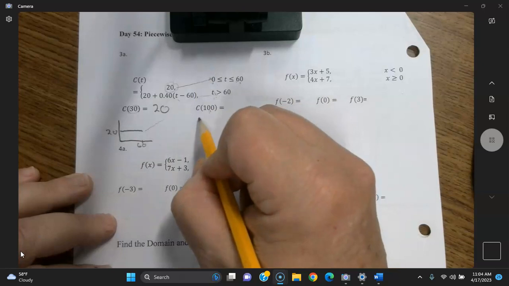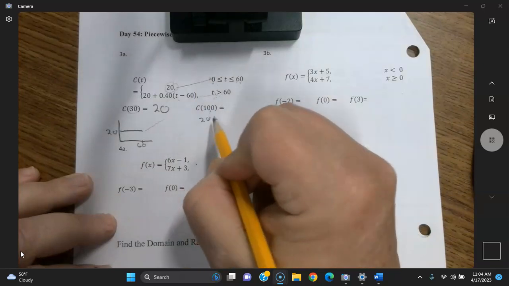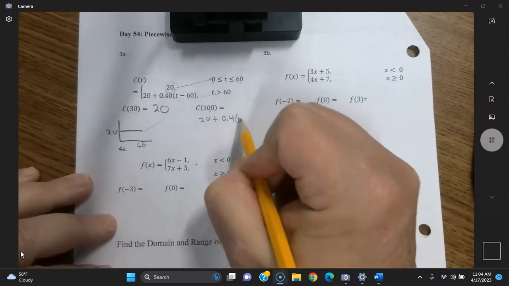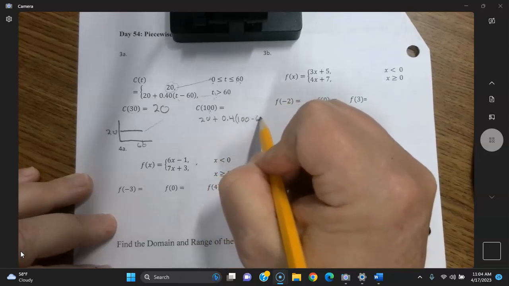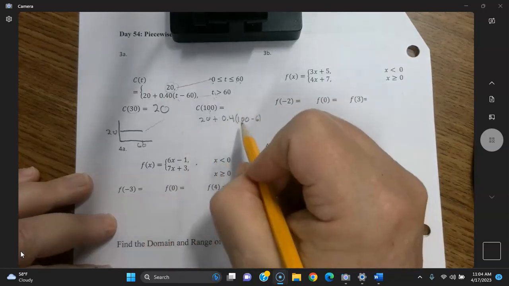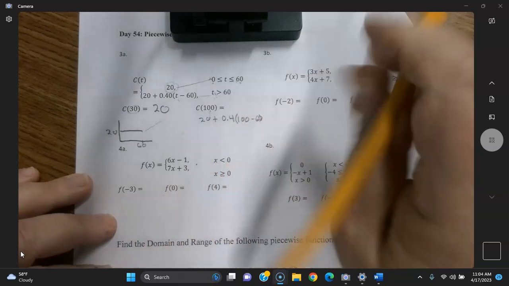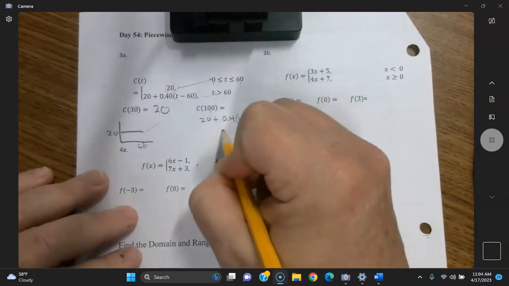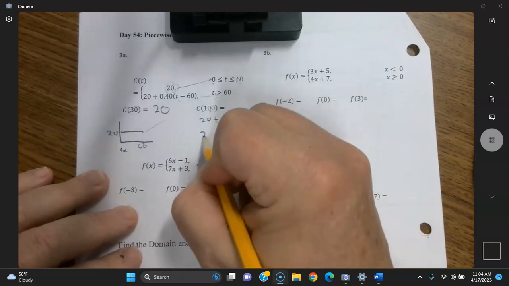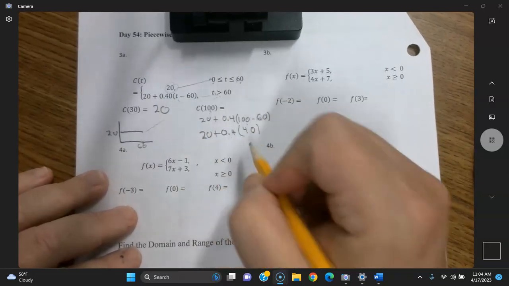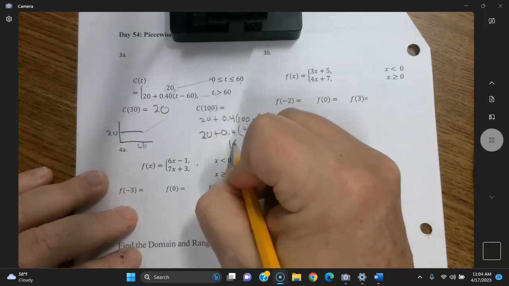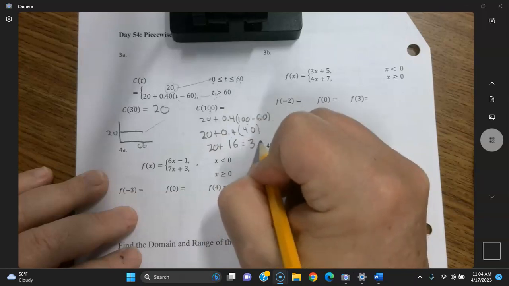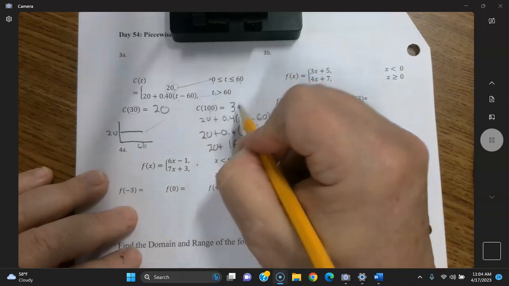So it's going to be 20 plus 0.4 times, t is 100 in this case, minus 60. Okay, so it's just a math problem, and that should be a 60. Change that. Okay, so 100 minus 60 is 40. You multiply that by 0.4, and then you have 20 plus that right here. 0.4 times 40 is 16. 20 plus 16 equals 36. Okay, so that would be 36.